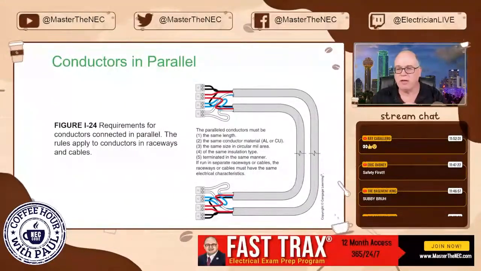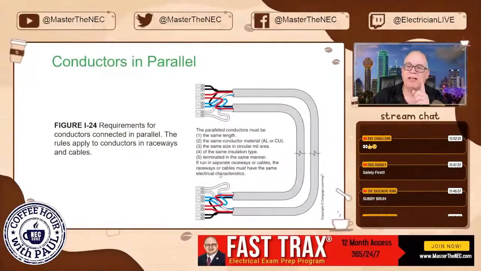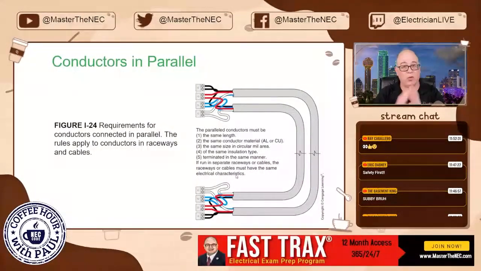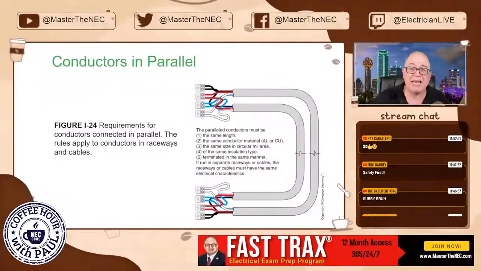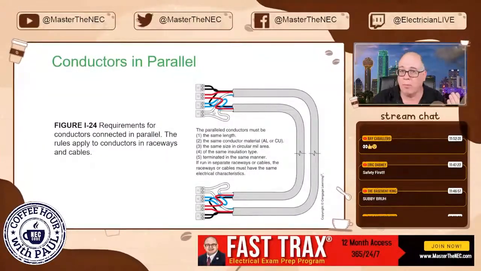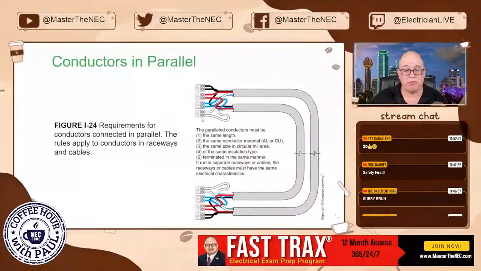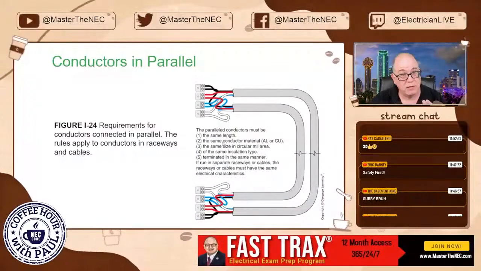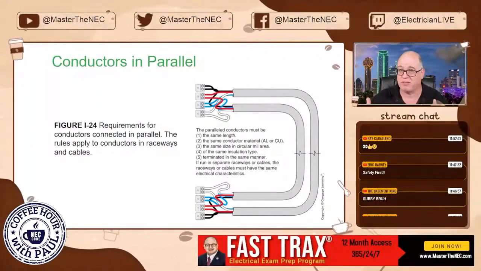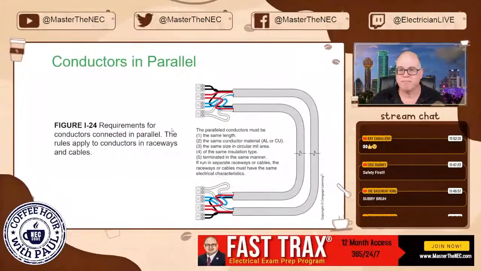All right. So anyway, also, if running separate raceways or cables, the raceways or cables must have the same electrical characteristics as well. So while you can use, say, phase A copper and phase B aluminum, you got to make sure that the raceways are going to be the same characteristics as well, okay? And different size raceways are going to have different size characteristics of impedance. So things you got, this is why electricians get paid the big bucks.